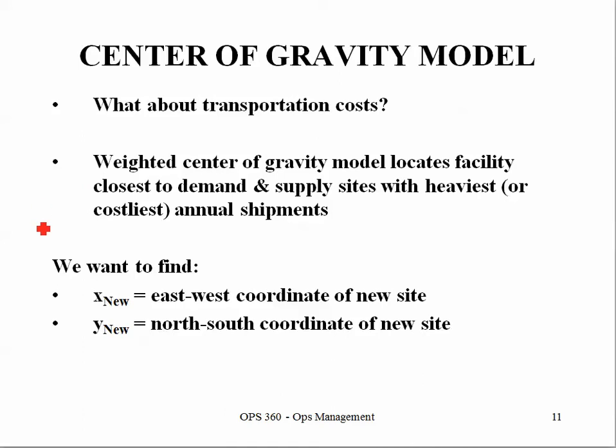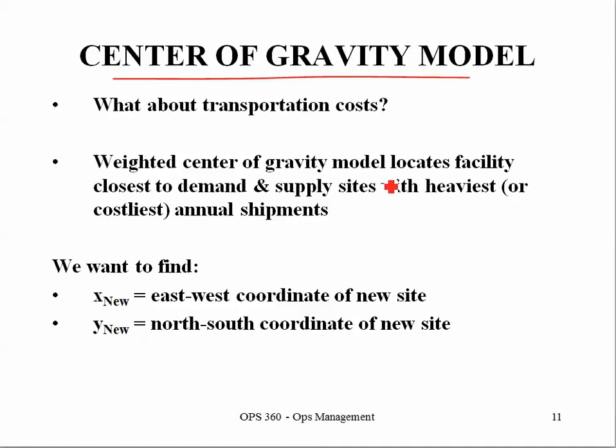Okay, the factor rating model and the cost volume analysis model are good ways to evaluate specific sites and see which one is more appropriate for our new facility. But what if we want to just determine the general location of a new facility and focus primarily on transportation costs? If that's something we want to consider, then we want to apply a model such as the center of gravity model.